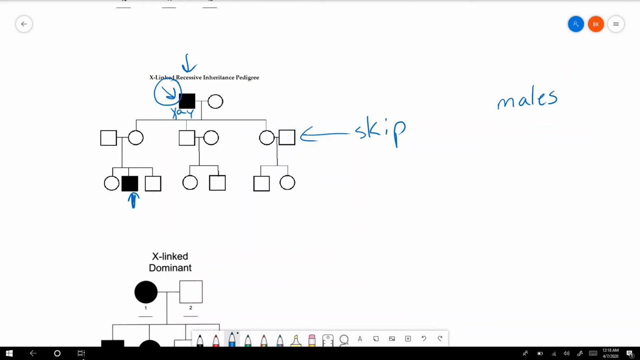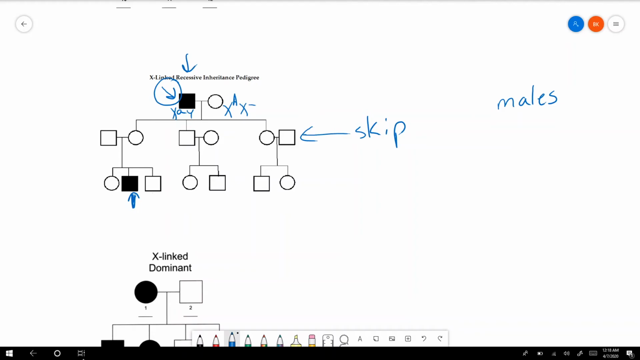What do we know about the mother? We know that she has at least one dominant allele because she is unaffected. We'd have to figure out what's on the second allele. All right, and so what do we know? Every other individual that is dominant has an X big A. That means what's going on here.